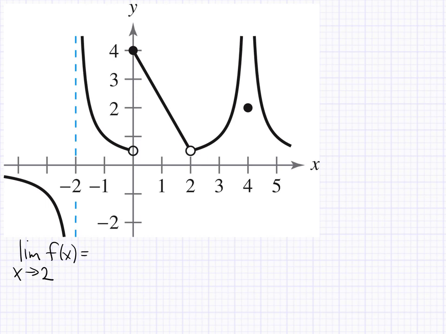So looking at this, x is getting closer and closer to 2. What's the y value that I'm getting closer to? Well, as I get close to 2 from this direction, I'm basically traveling along the graph this way because this x value gives me this point, this x value gives me this point, this x value gives me this point. As x goes this way, my graph is traveling towards this open circle.